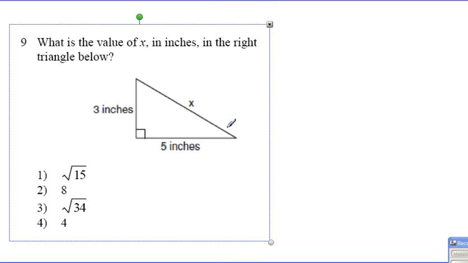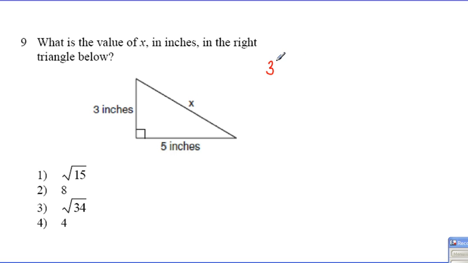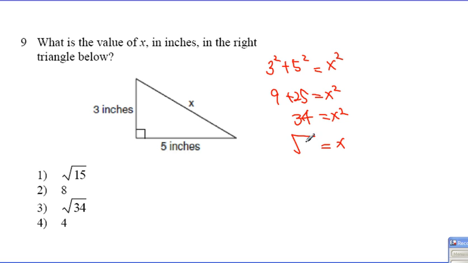Number 9. Here we have, how do we find the value of x? Well, we can use the Pythagorean theorem here. So we have 3 squared plus 5 squared must be equal to x squared. And we end up getting 9 plus 25 equals x squared. Obviously, we get 34 equals x squared. How can we find out the value of x? When we square root both sides. So x must be equal to square root of 34. And that becomes our answer.